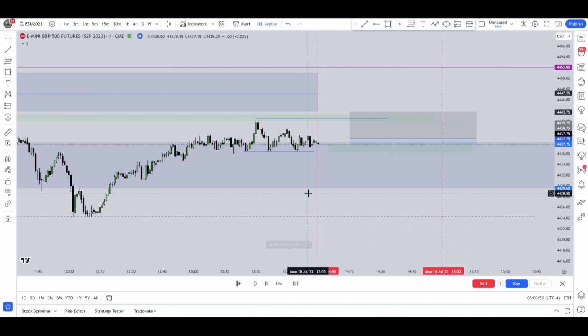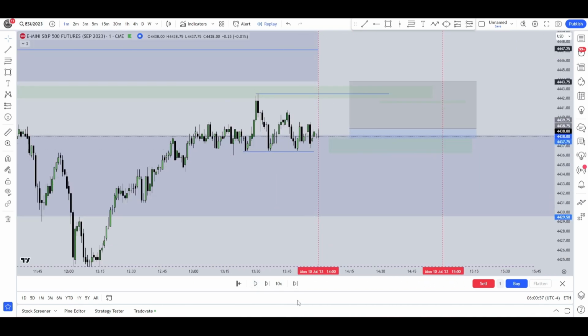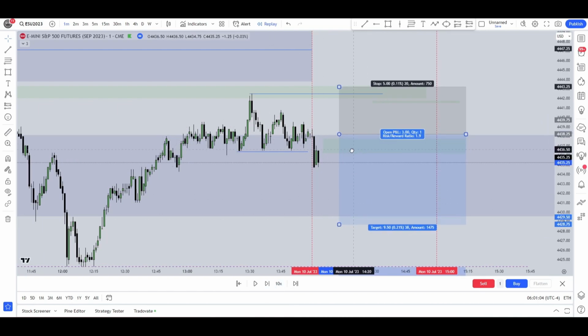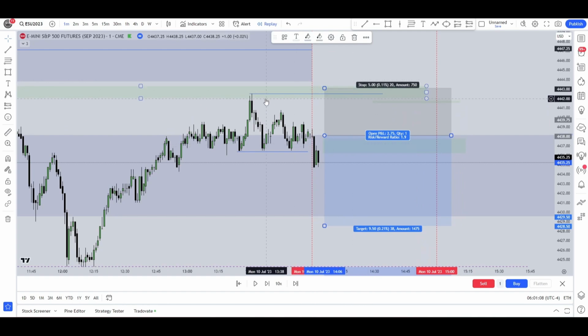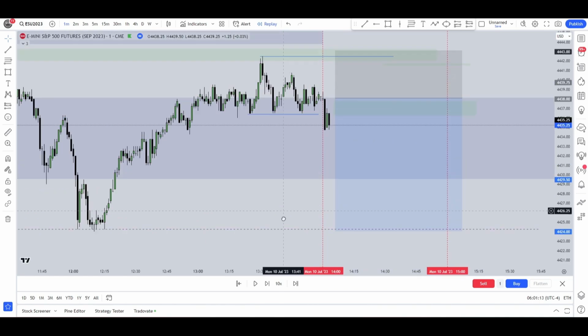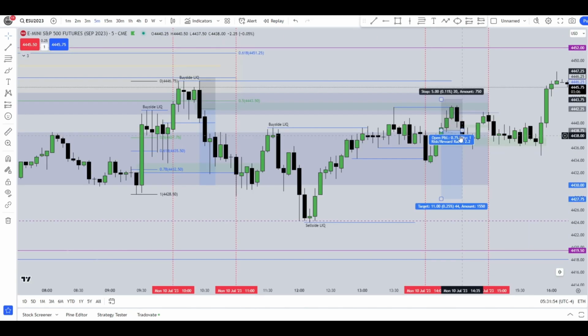Silver bullet PM session. We had the equal lows here created. Did a market structure shift. Had a fair value gap up here. I wanted to enter right around here. Had a 5-point stop loss above the highs over here. And then I wanted to target the lows down here, where I did a break-even trade. So let me explain the two trades and how I did it.